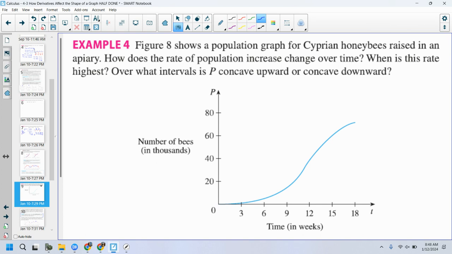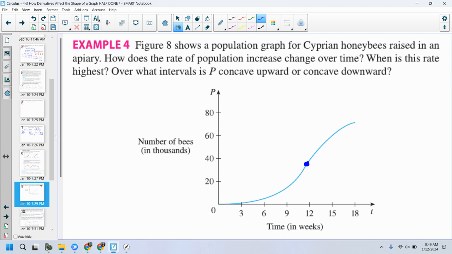Really, what I want to look at is this. Do you see the inflection point in there? Do you see the inflection point where it's bending through almost, right? Where it's changing from concave upward to concave downward? In terms of this example, look, I've got time along my x-axis, number of bees in thousands along my y-axis. What is happening at that moment?